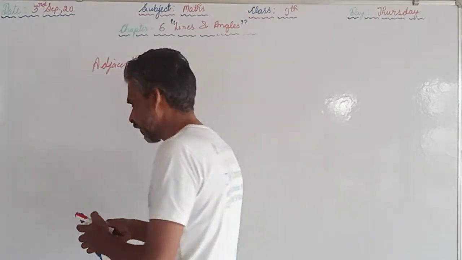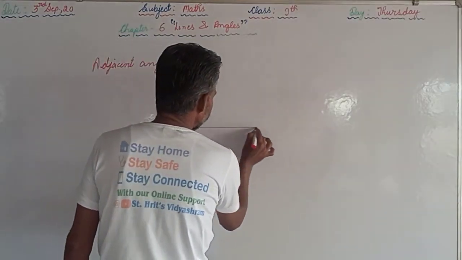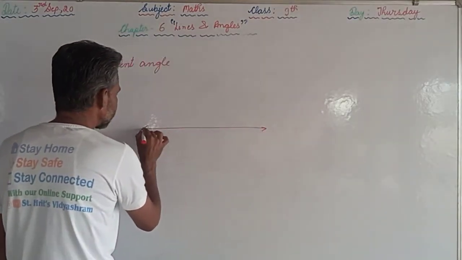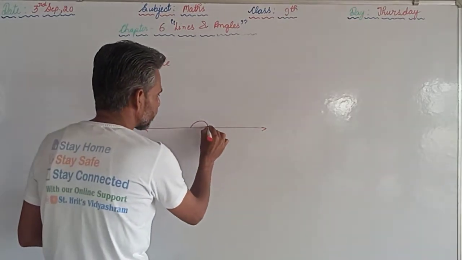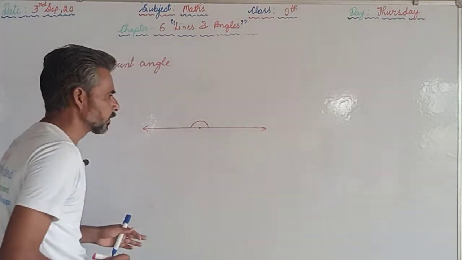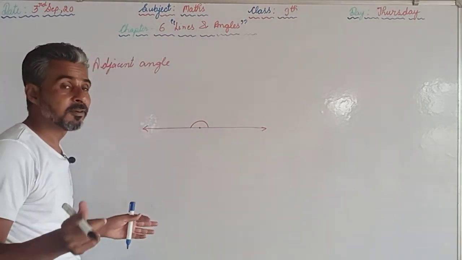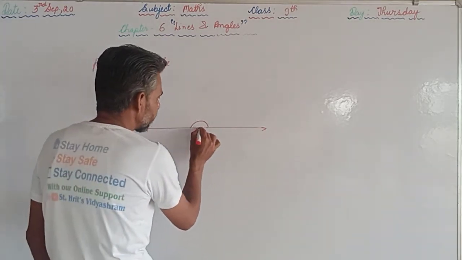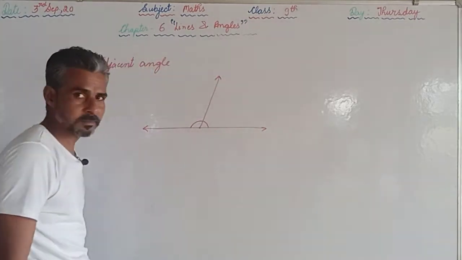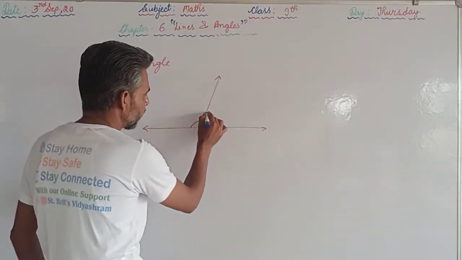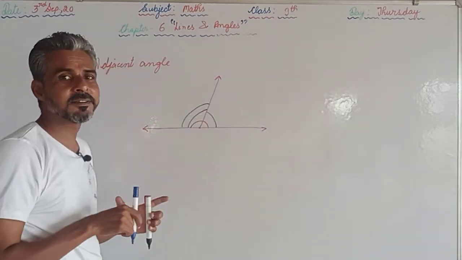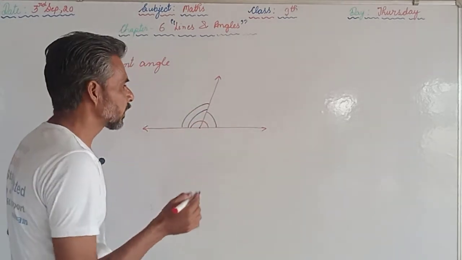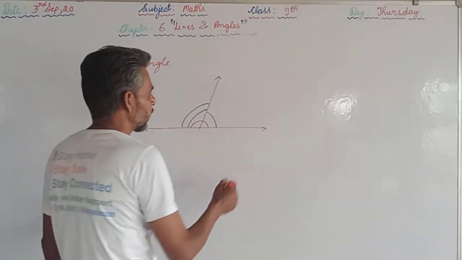At the same time, we are having the linear pair angles. Linear pair angles means if a straight angle is there, means a straight line is there, that is the straight angle, and the straight angle is of exactly 180 degrees. If it is divided into two parts, means one angle is there and one angle is there. So if a straight angle is divided into two parts, then these two angles are known as linear pair angles.